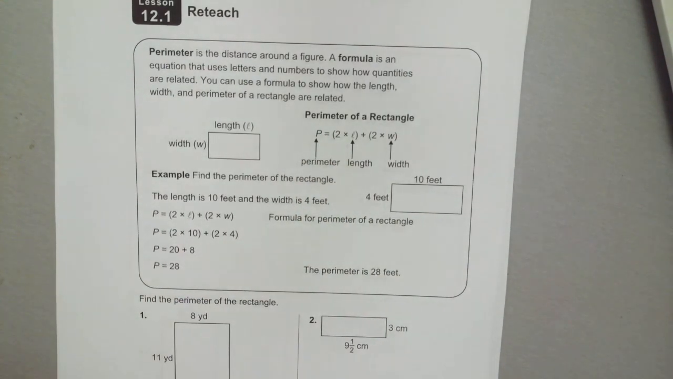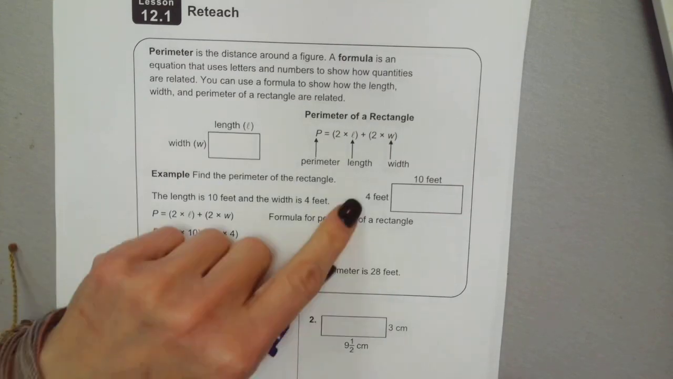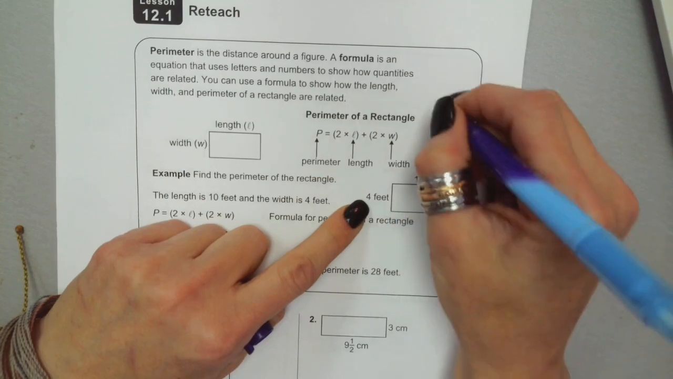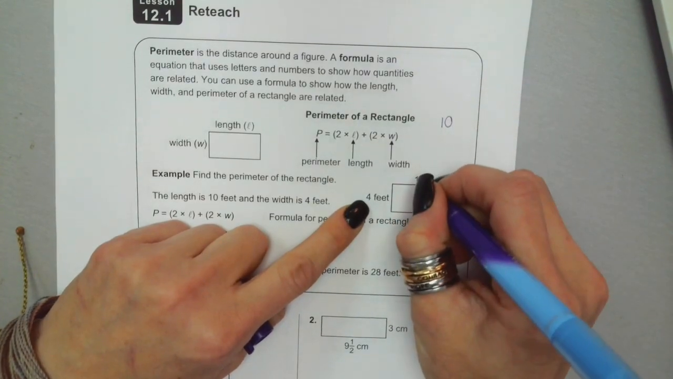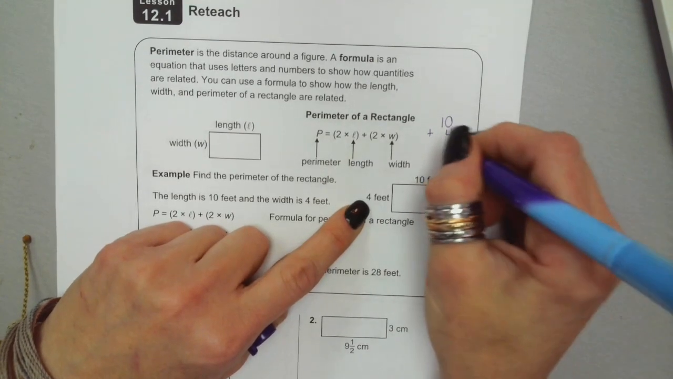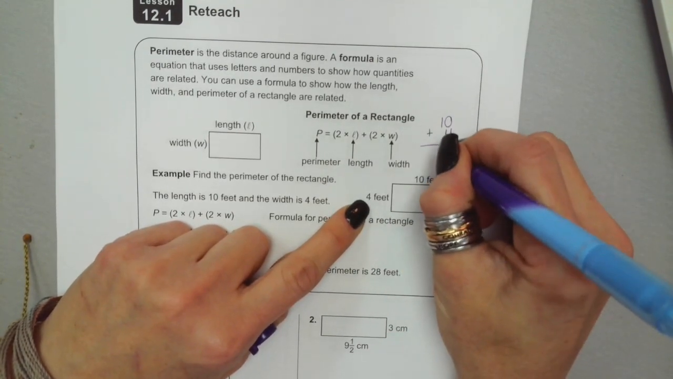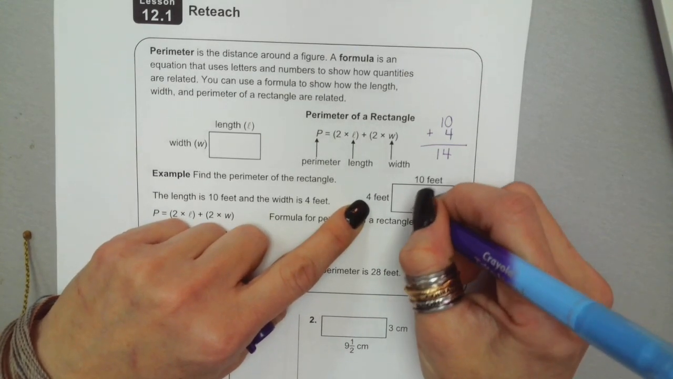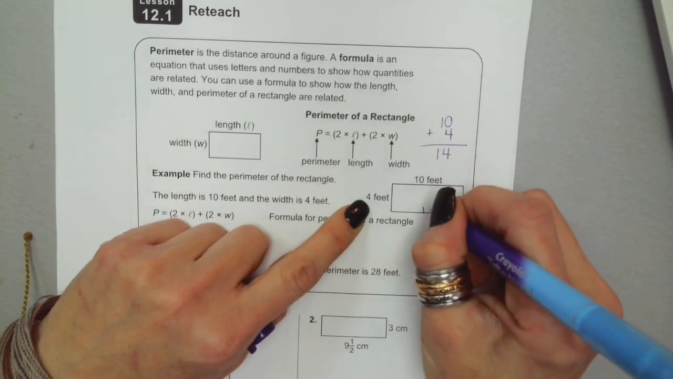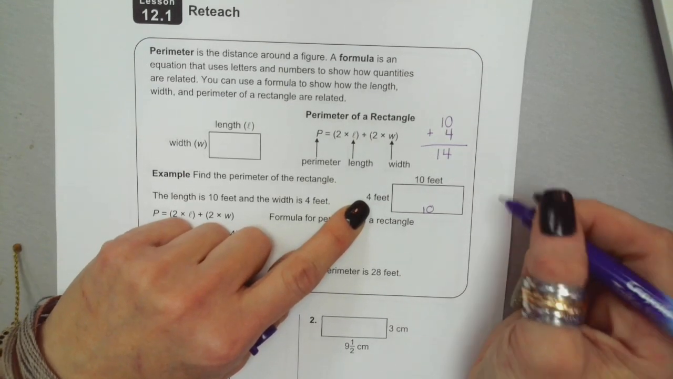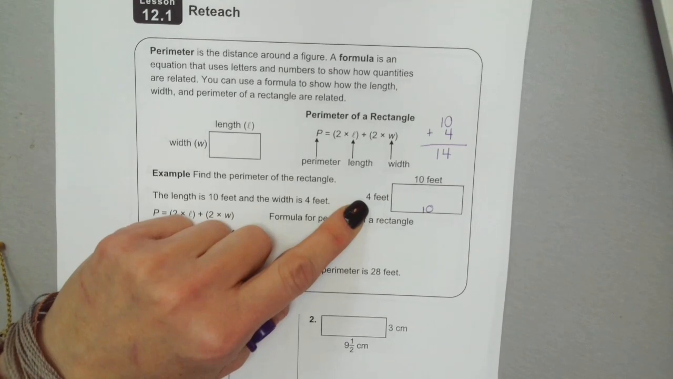Okay? So one way that we could find the perimeter of this rectangle is I could say 10 feet plus 4 feet is 14 feet, right? But what is this side? It doesn't tell me a measurement over here. How do you know? Because on one side it's 10 feet, so since the top is the same length, it would have to be 10 feet.